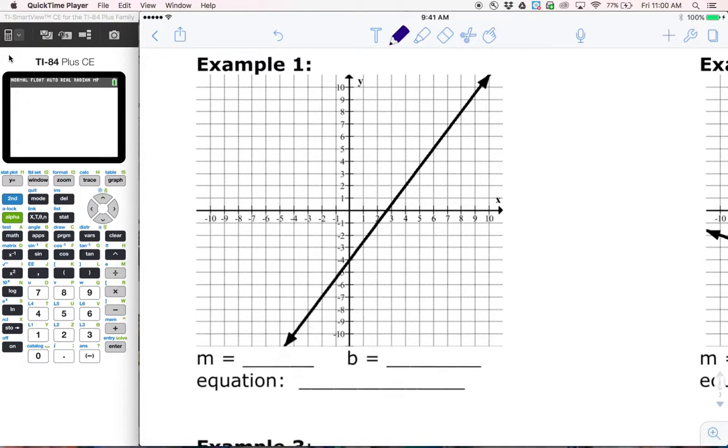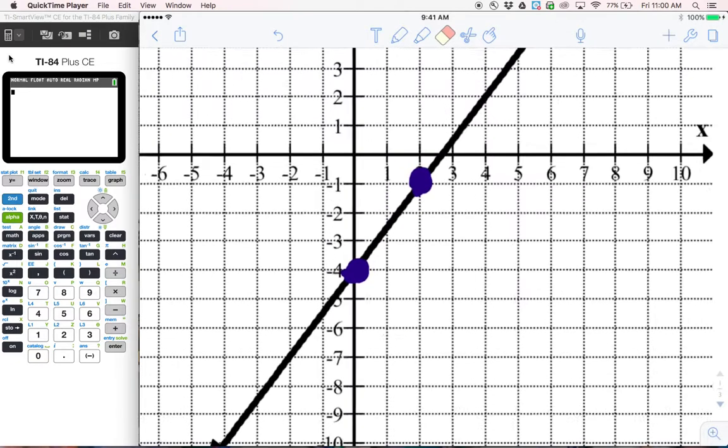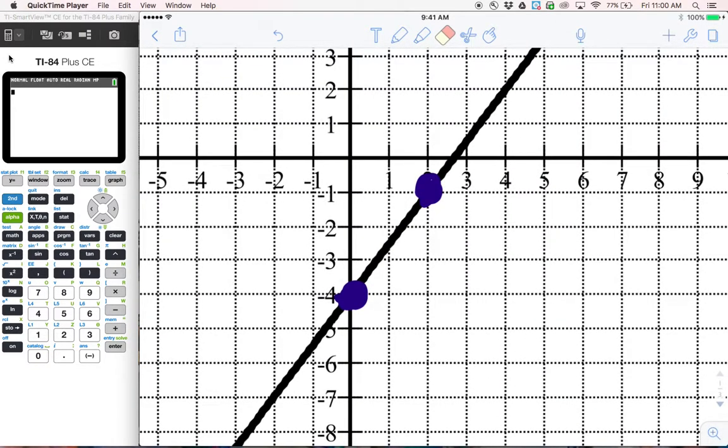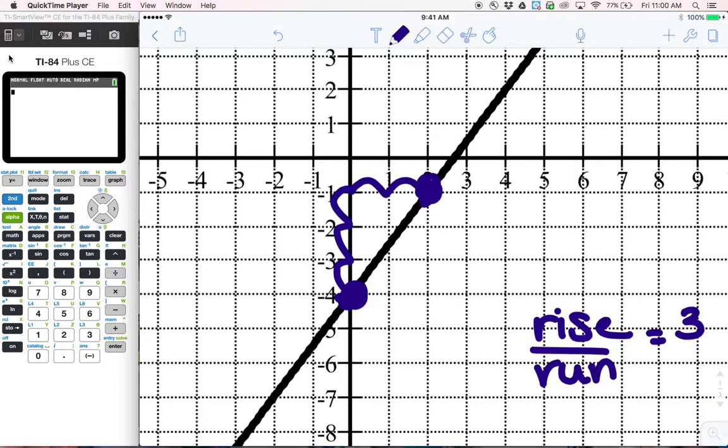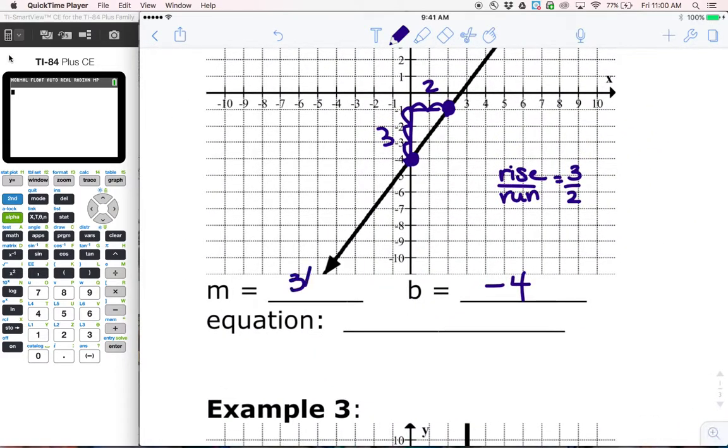In example 1, our y-intercept, our b value, is right here at -4. And what is my slope? Well, first thing we need to do is find another good point. Maybe right there looks pretty good. So how did I get from the first point to the second point? Well, let's remember that when we're talking about slope, we're talking about rise over run. So I had to rise 1, 2, 3, and I had to run 2. So 3 over 2. So my slope is 3 over 2.